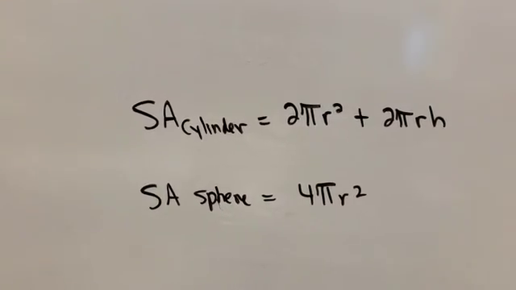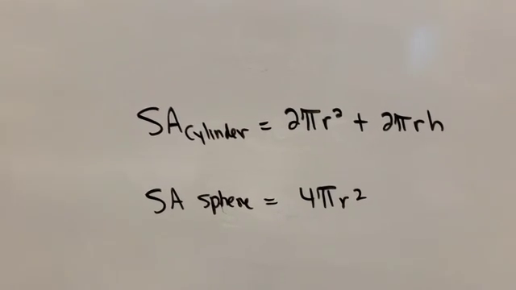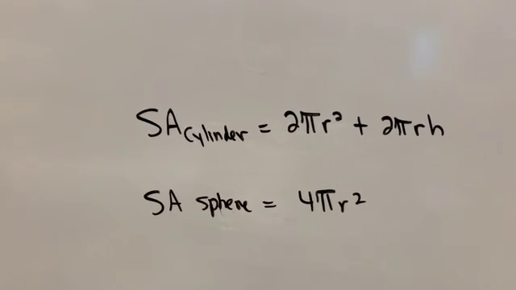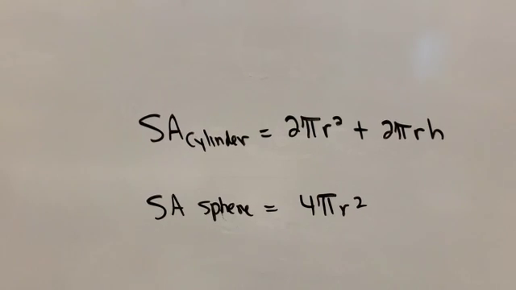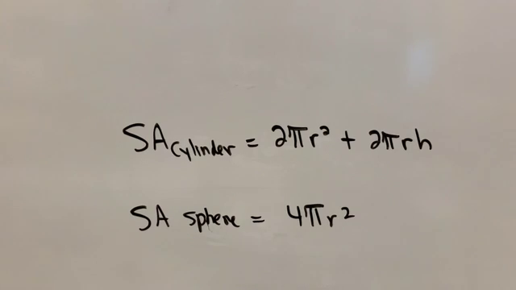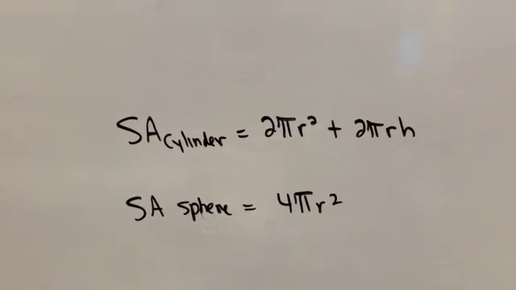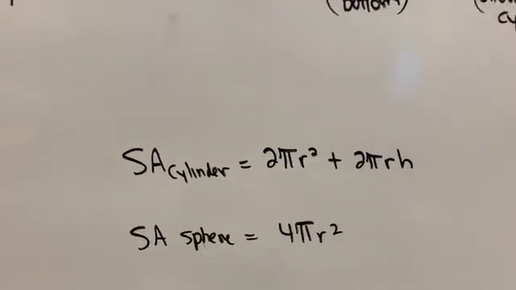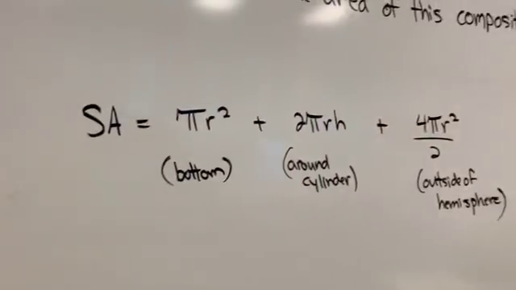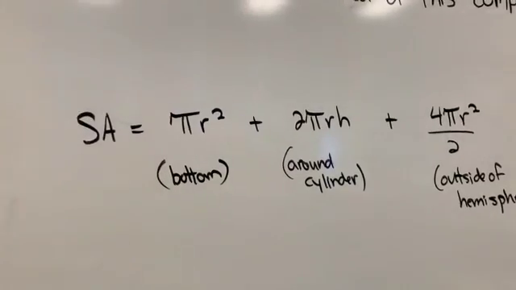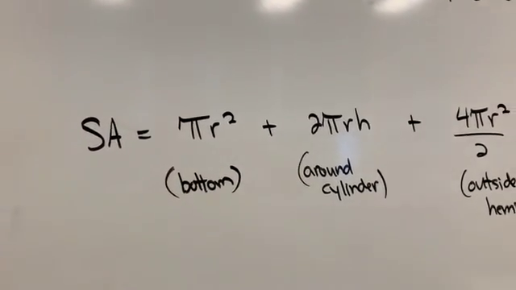The reason there's a 2 pi r squared in the surface area of a cylinder is because we do the top circle and the bottom circle of a cylinder. And then the 2 pi rh is the round outside part of the cylinder. The sphere is a little bit different, you kind of do the whole thing at once. But for this particular question, I had to make up my own formula, and I'll explain why I did what I did.